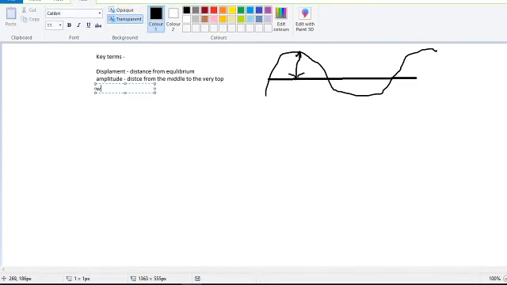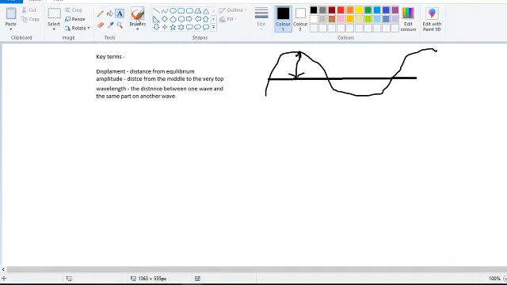So next, wavelength. The wavelength is the distance between one wave and the same part on another wave. So for example, let's just say this wave right here, the first part is here, and the wavelength would be the part to the same part on the next wave. So that would be the wavelength of the wave.